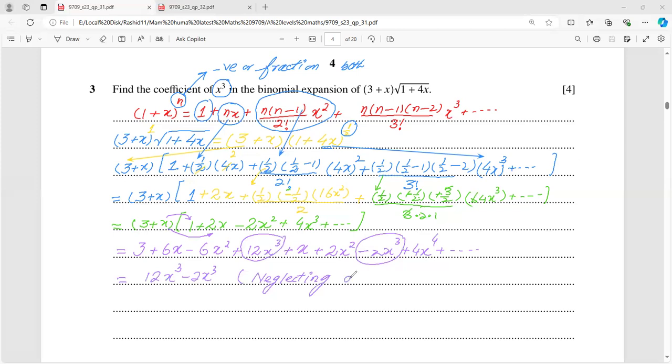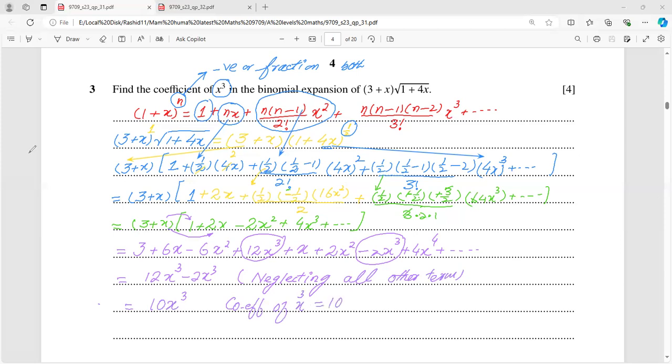Neglecting all other terms. Otherwise, the examiner will ask, where are the other terms? The 3, where is 6x, where is minus x square, all the terms. So as according to the demand of the question, we have just the terms of the x cube, so neglecting all other terms, I will get 10x cube. But according to the statement of the question, I need the coefficient of x cube. That is equal to 10.